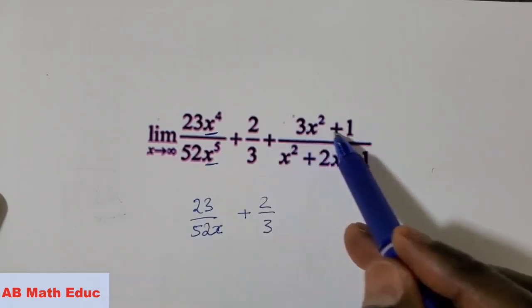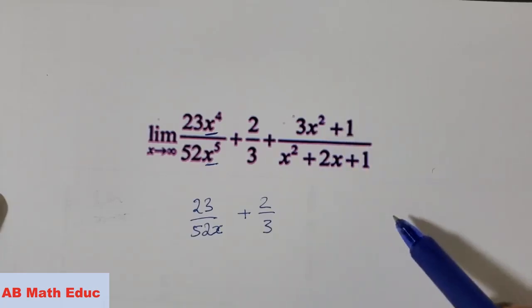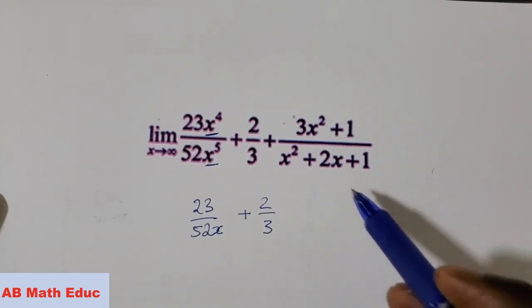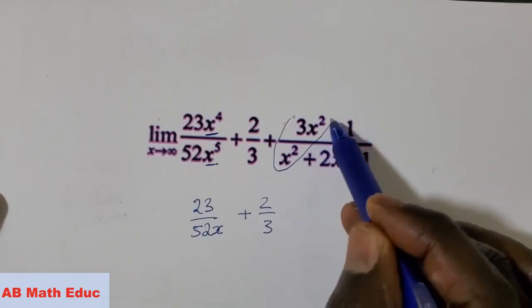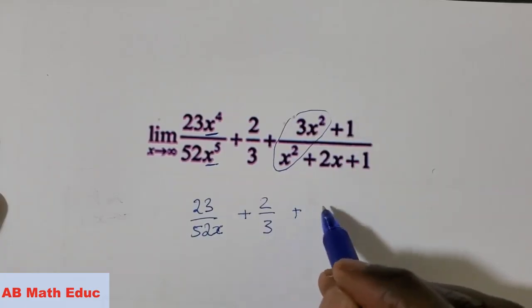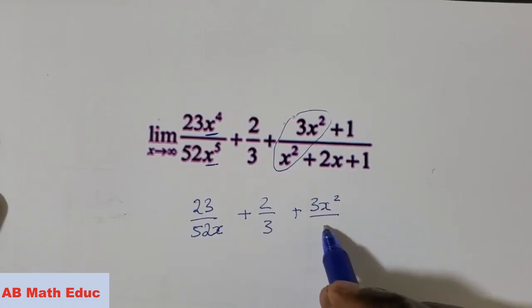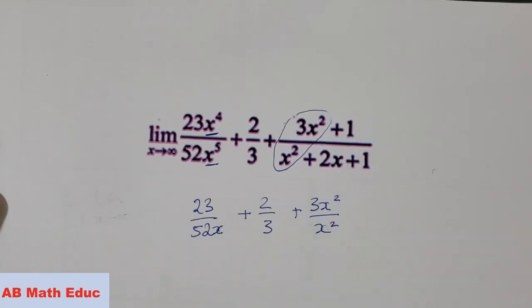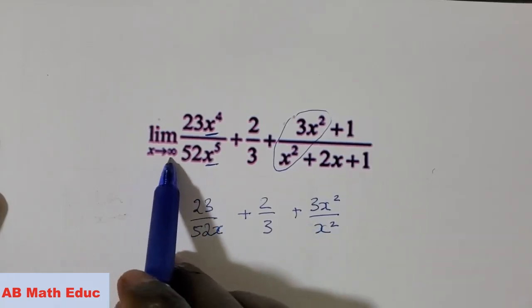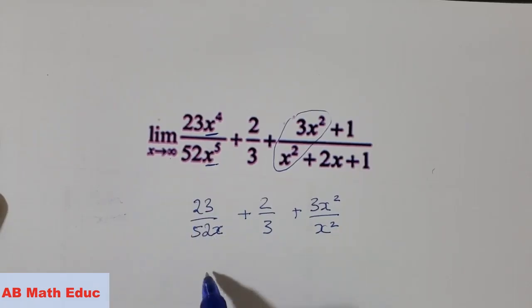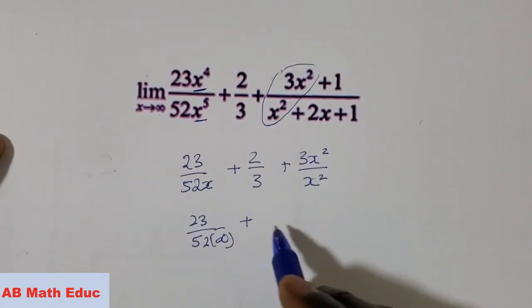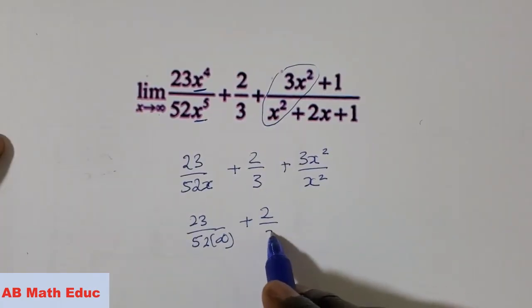And then here we have a piece of the expression. So what we are going to consider is the highest exponent, which is this one. So let me write it as it is, and then I will simplify. Now we are going to put in the infinity, because x approaches infinity, so we're going to put in a big number. So here we have 23 over 52 times infinity plus a constant. Nothing will happen with a constant.